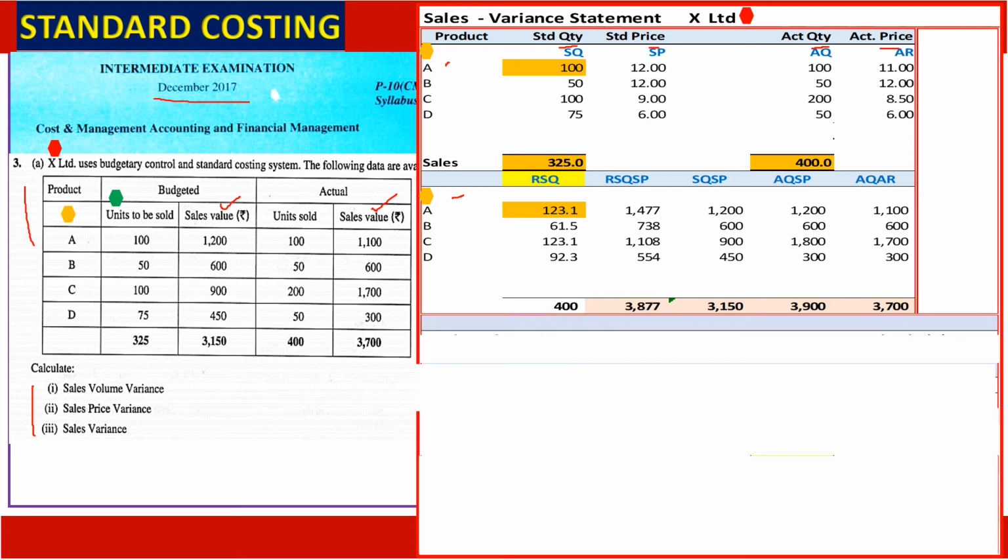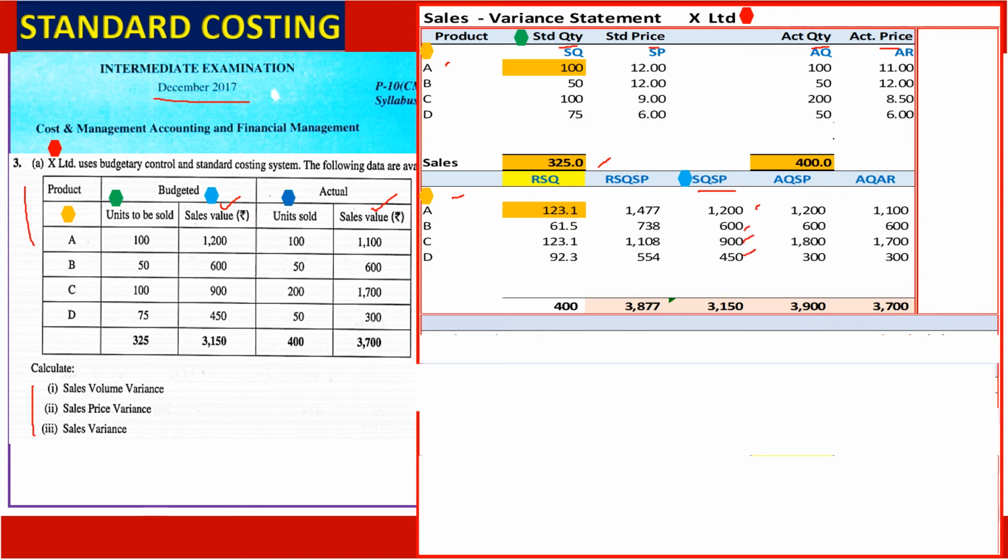Then we have got units to be sold: 100, 50, 175, 325 in all. We have got sales value. Sales value is nothing but standard quantity into standard price. We have got a standard column for it, and we can simply post it there. SQ, SP, standard quantity into standard price is sales value. Make the posting 1200, 600, 900 and 450.